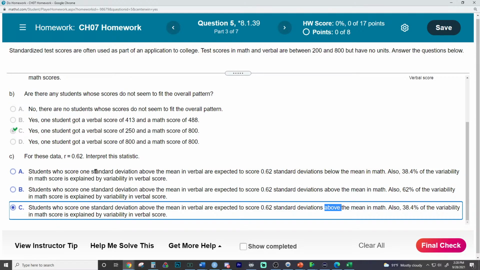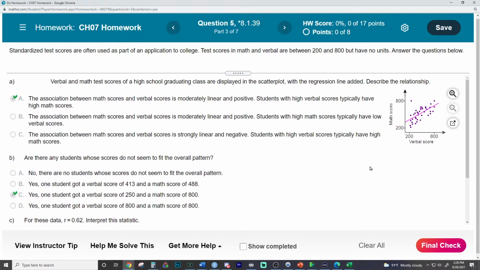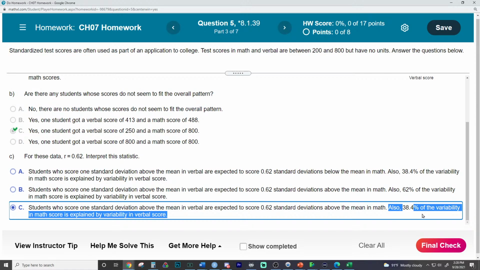So don't worry about the standard deviations. It's just saying that there's a negative relationship, which there's not, or there's a positive relationship, which there is. And then over here is an excellent interpretation of r squared. Blank percent of the variation in y is explained by the variation in x.